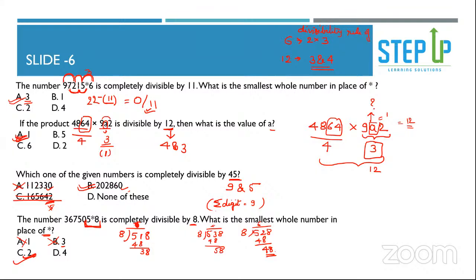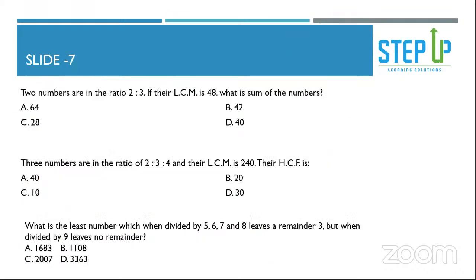I hope you are able to solve all this, right? Fine. Let's move to the next one. Two numbers are in the ratio of 2:3. If their LCM is 48, what is the sum of the numbers? I want you to try. So I'm waiting for it.